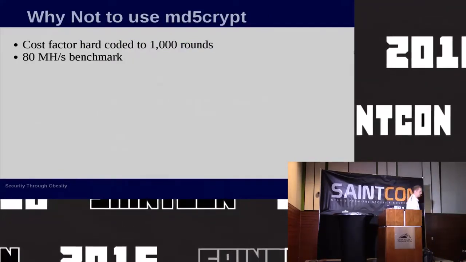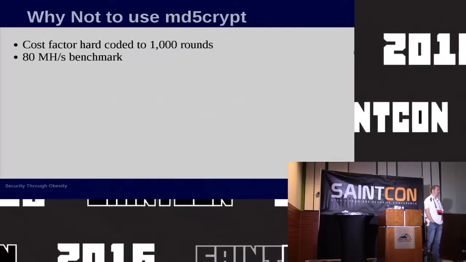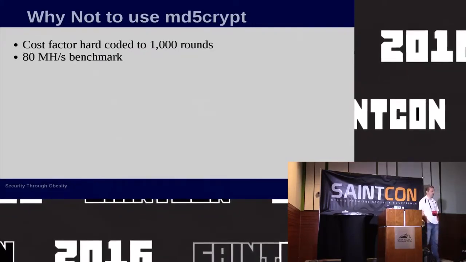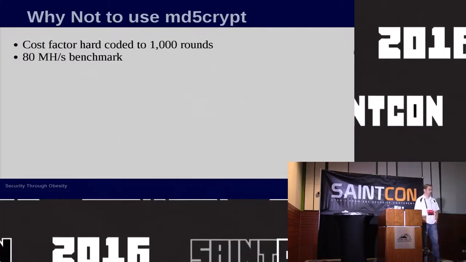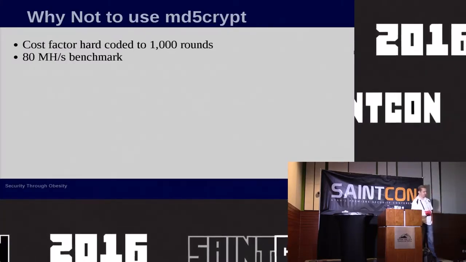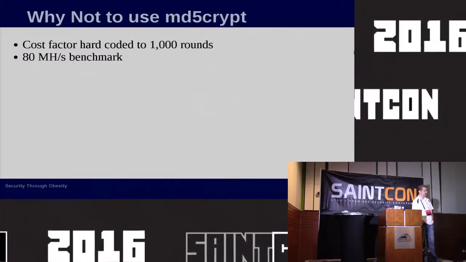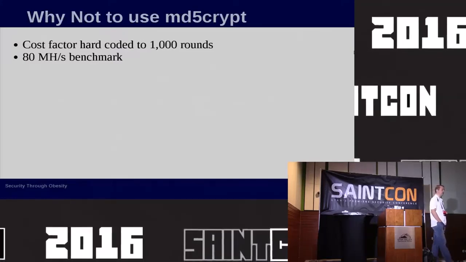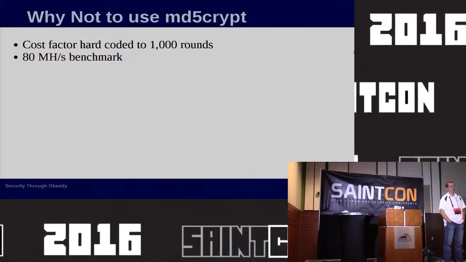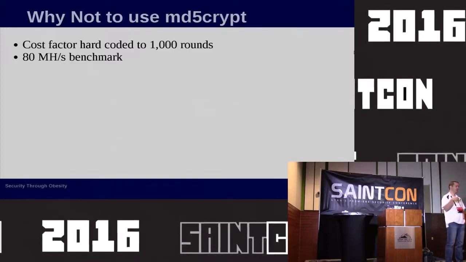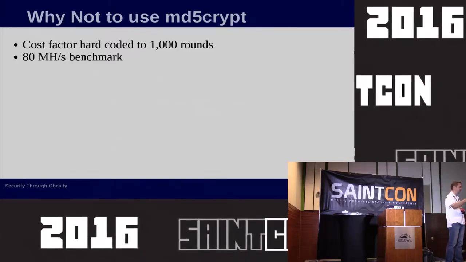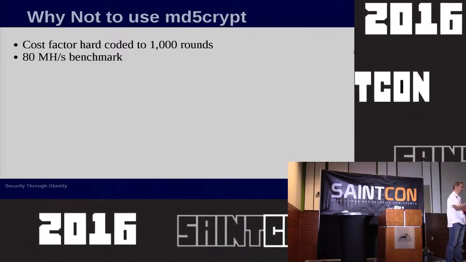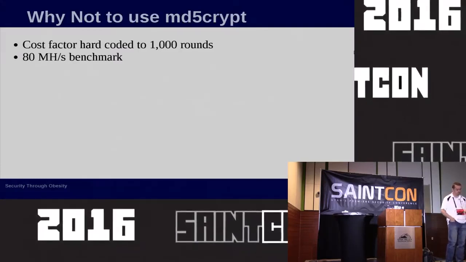So why shouldn't we use MD5 crypt then? MD5 crypt was designed as a replacement for the DES crypt from Unix. The problem with MD5 crypt is it does introduce a cost, but that cost is hard-coded at 1,000 rounds, which means you input your password, it goes through the algorithm 1,000 times, and then spits out the result.